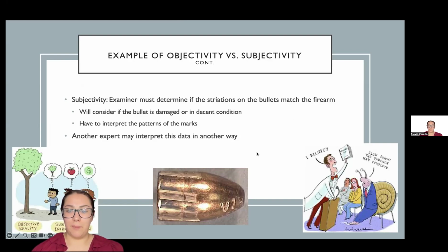Using the ballistics example, one expert can say that, oh, this came from this weapon, based on the pattern and based on the measurements, while another expert comes in and is like, no, I believe it came from a different weapon because of these patterns, and that's where different tests can be run.